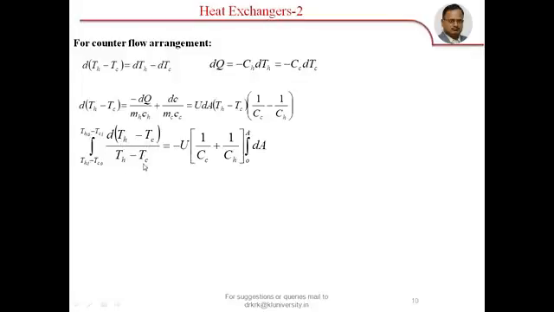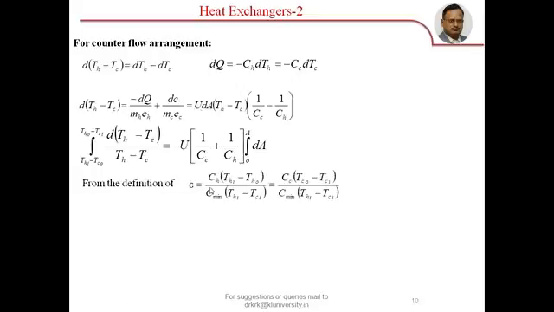Derivative of TH minus Tc by TH minus Tc equal to minus U, 1 by Cc plus 1 by Ch, integral 0 to A dA. And from the definition of effectiveness, minus is taken out, both are minus, so it becomes plus here. Effectiveness is again CH by THI minus THO, C minimum, same. Either it is CH or CC, the general formula we have written. In the denominator, it is minimum heat capacity fluid into temperature difference of both the fluids.